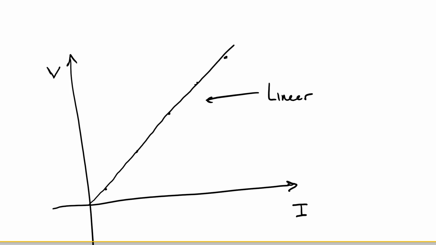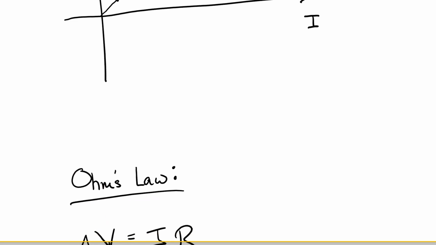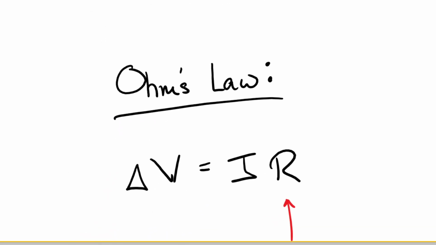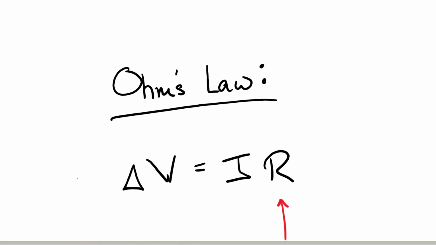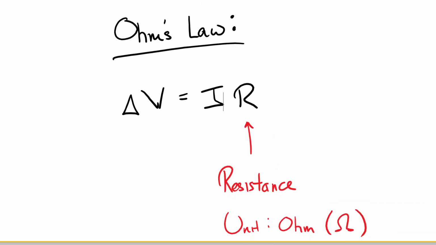So this slope probably has some significance. It seems to relate how much voltage we see across something based on the current flowing through it. And this relationship we're going to summarize as Ohm's law. Ohm's law tells us that the change in voltage for a circuit element with resistance R is going to look like the current in that resistor times its resistance. And so R here is this resistance.